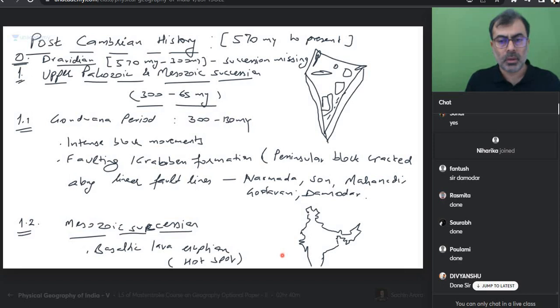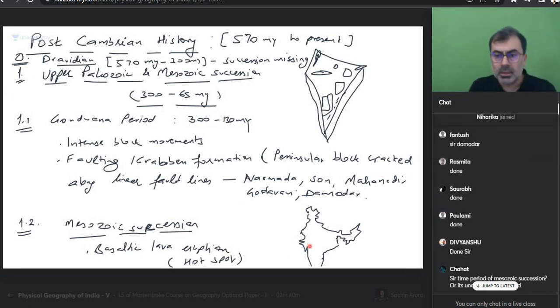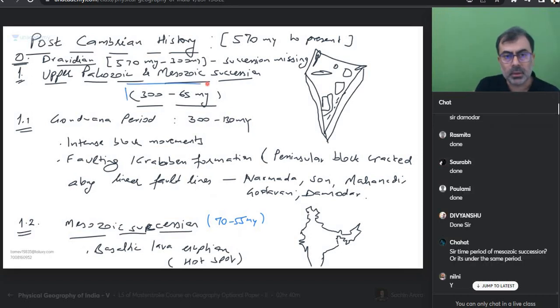Okay, so two things are going to happen in this. Next to this, first we will take from here. The time period of the Mesozoic succession, I need the time period, we will write here 70 to 55 million years. Is everyone okay? This is the breakup of the 300 to 65.